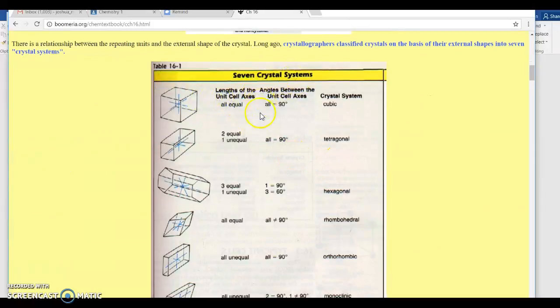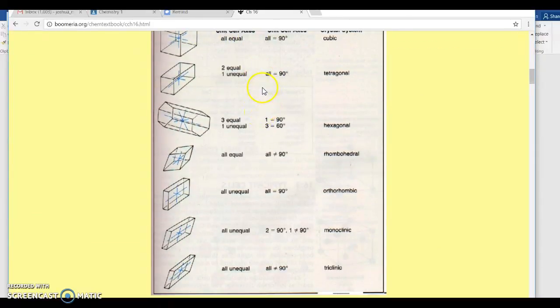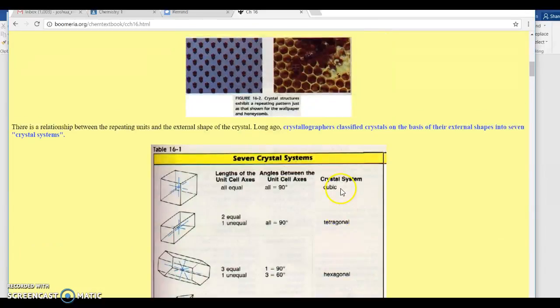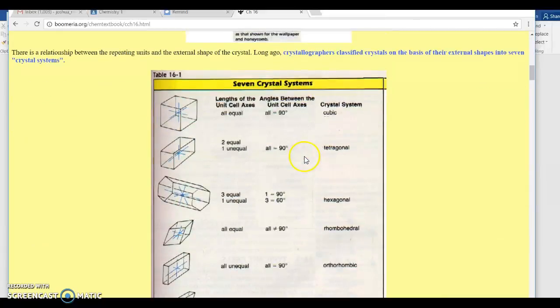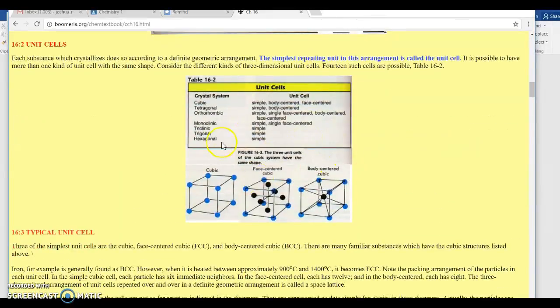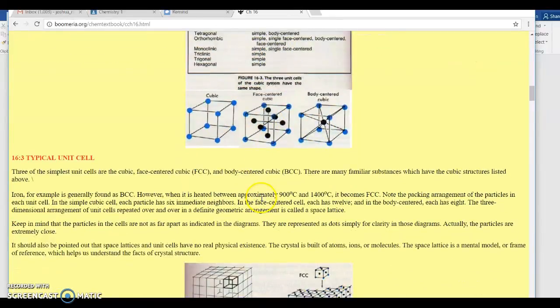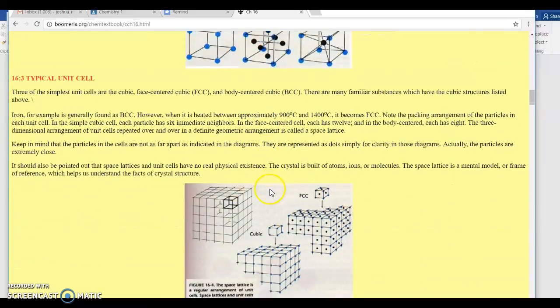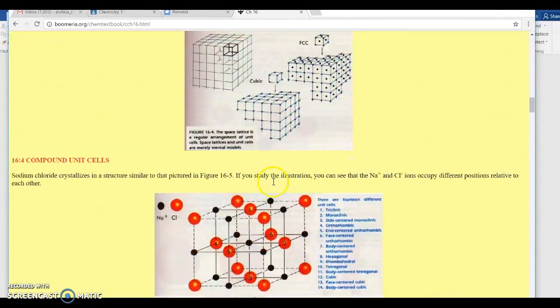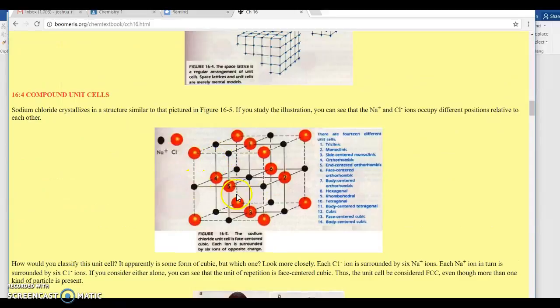Look at this. There are 7 crystal systems. That's really important. It shows you the cubic, tetragonal, hexagonal, rhombohedral, orthorhombic, monoclinic, and triclinic. Those are all the 7 crystal systems. That's all part of your homework as well. It talks about the unit cells that we have here. We've just chosen these 3 because they're the most basic, and it builds from there. It just gets very complex from there.